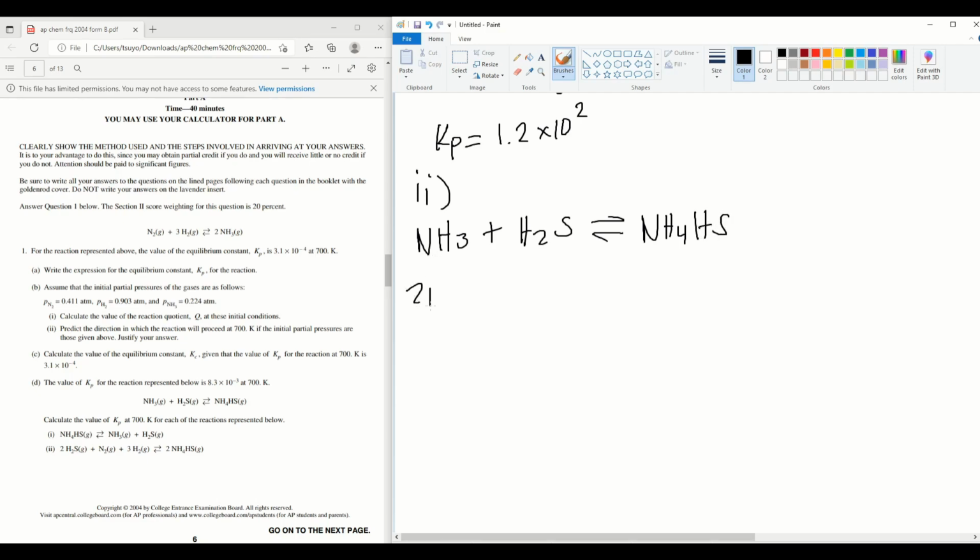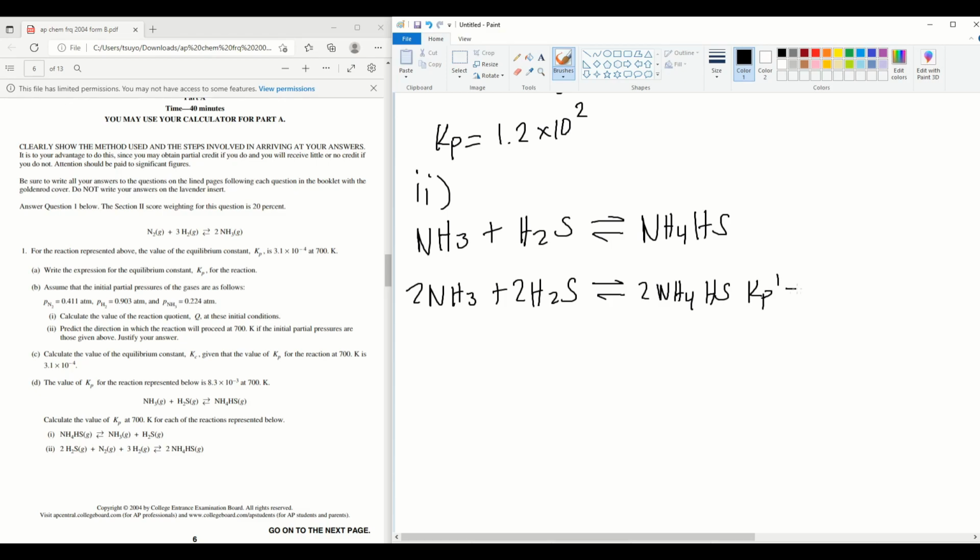And we're just going to write 2's in front of everything. So we multiplied this entire reaction by 2. So we get 2 NH4HS. So when you change the reaction in this way, when you multiply it by anything, you're going to get Kp dash, because we're changing it again, right?